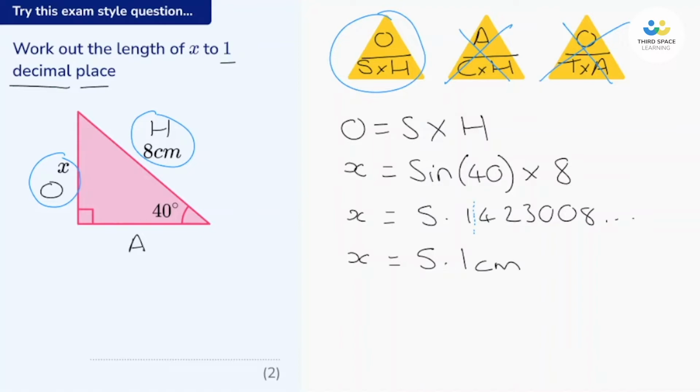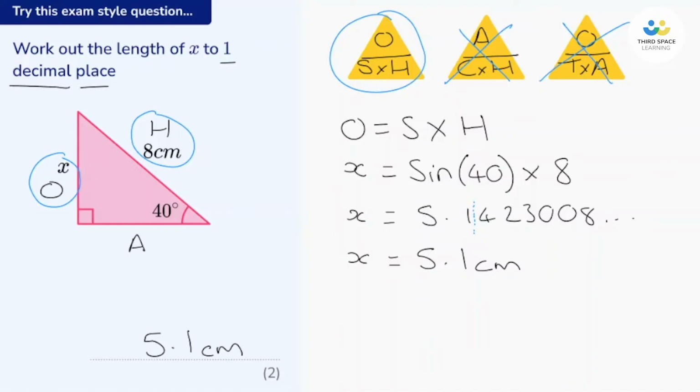Let's just double check to make sure our answer is sensible. Well, the hypotenuse here, the longest side, is 8. So our answer should be less than 8. And it is. So that looks good to me. So let's pop that on the answer line as 5.1 centimetres.